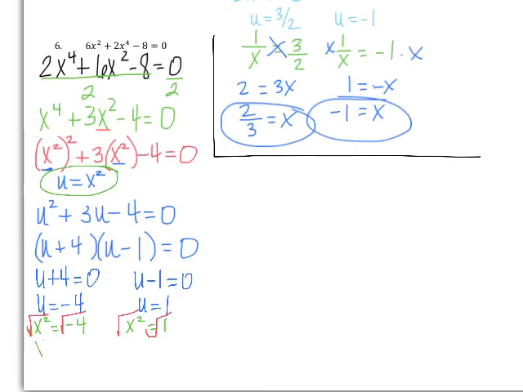And then I get x equals plus or minus. Remember, you put a square root into a problem, so you have to take the square root. The square root of negative 4 is 2i. And the square root of 1 is plus or minus 1. So I have four answers here: positive 2i, negative 2i, positive 1, and negative 1.